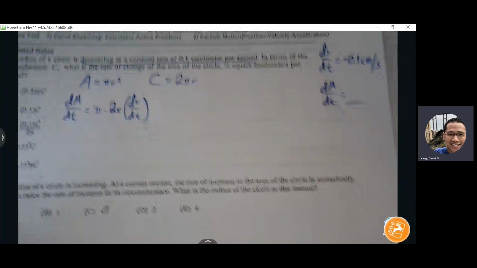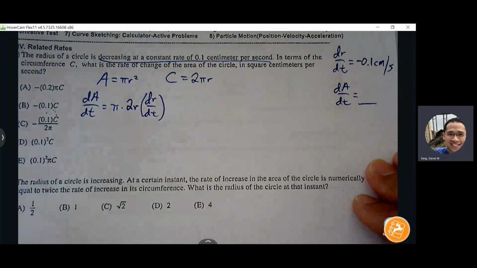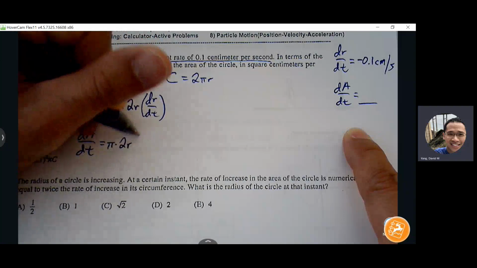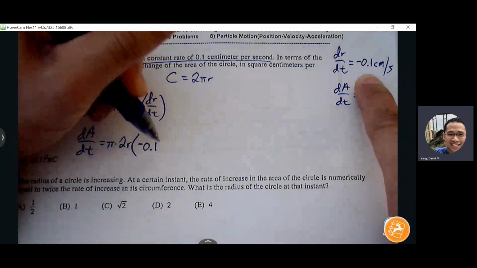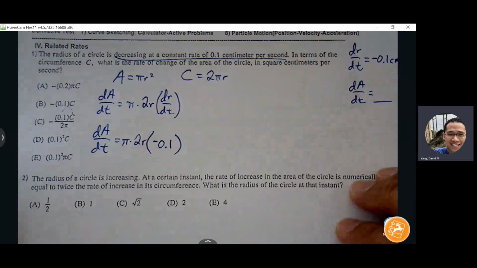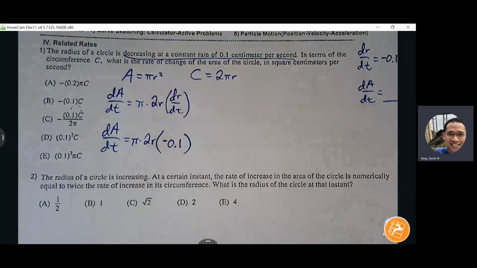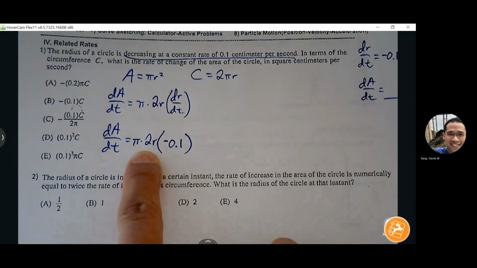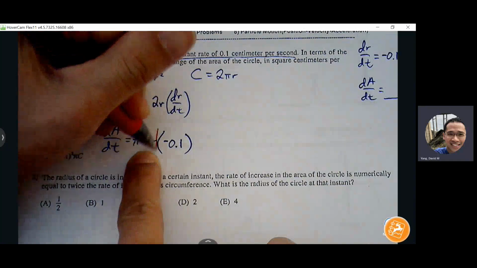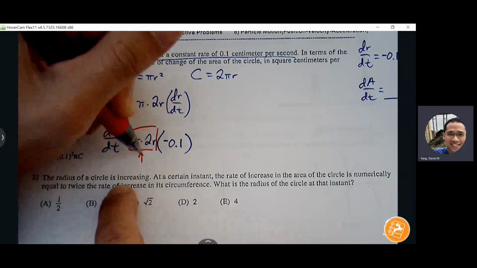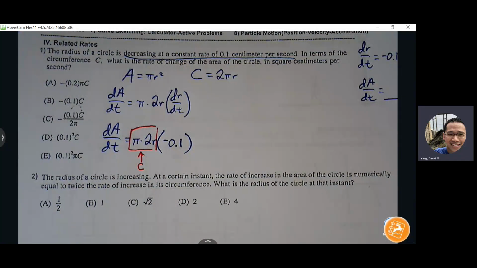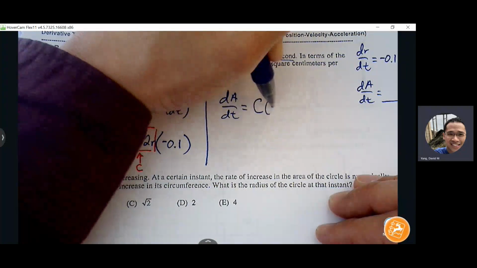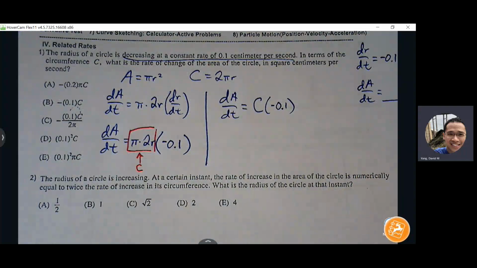So we'll go ahead and plug as much information in as we can. So dA dt is equal to pi times 2r times dr dt, which is negative 0.1. Okay, but it says in terms of circumference, so I want to be able to represent my answer using C. What can I do here? 2 pi r is the same thing as what? C. So what if I just replace that in terms of C? That's what they want, right? They want the answer involving circumference variable. So dA dt is just C times negative 0.1 or negative 0.1 times C.